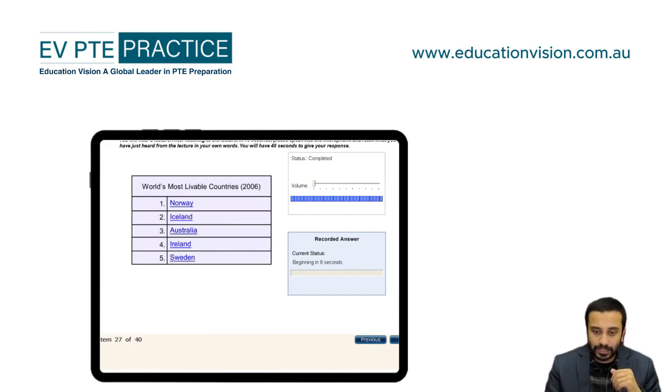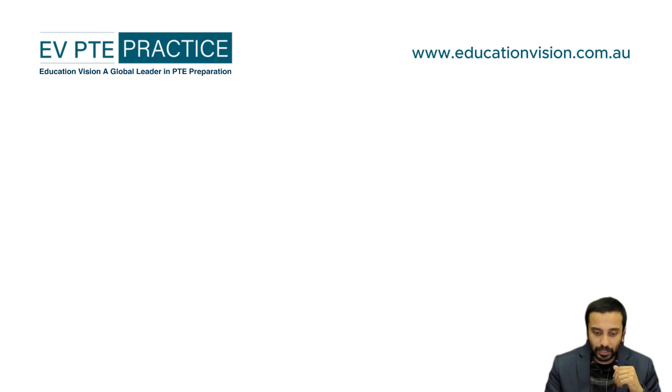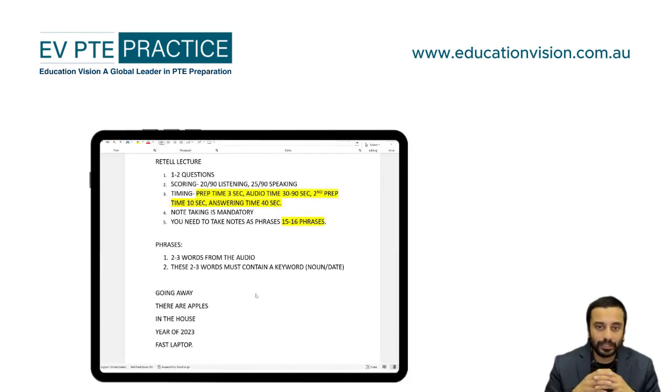So after we have seen this interface, let us now discuss a bit more in detail the most important thing, which is note taking. How are we supposed to be taking notes? There are 3 ways how we take notes. The first is keywords, single individual words. The second is phrases. Now the grammatical meaning of phrase versus the meaning of phrase in Retell lecture, it's very different, which I would be explaining. So phrase simply means 2 to 3 words that you take from the audio.